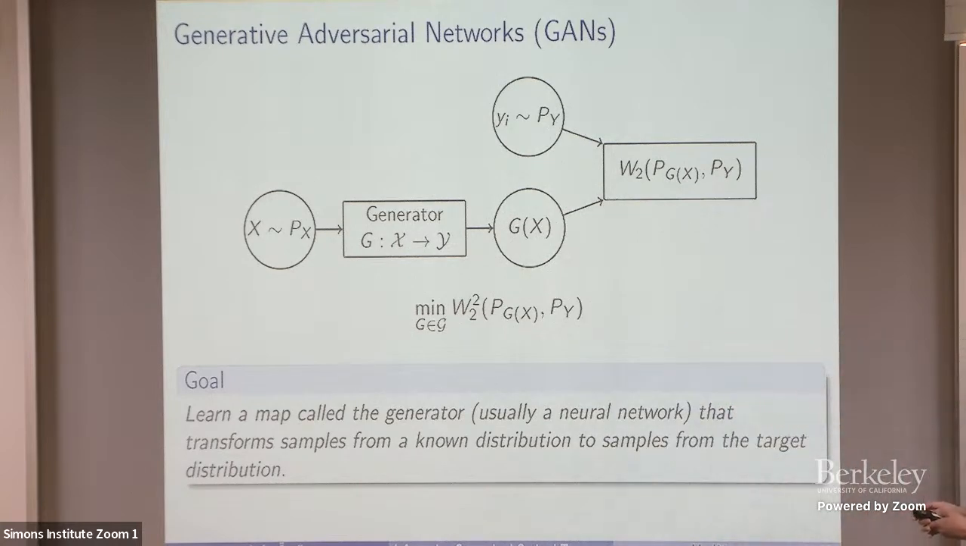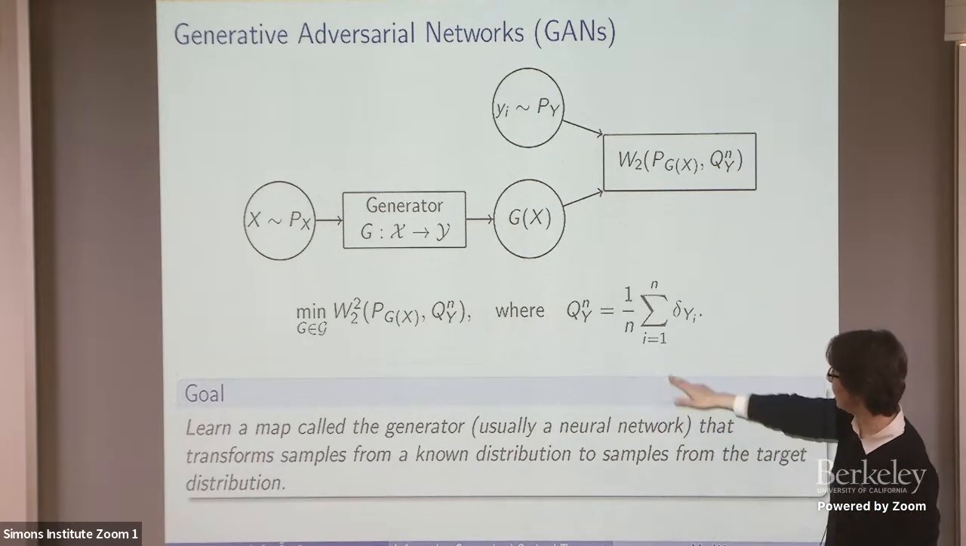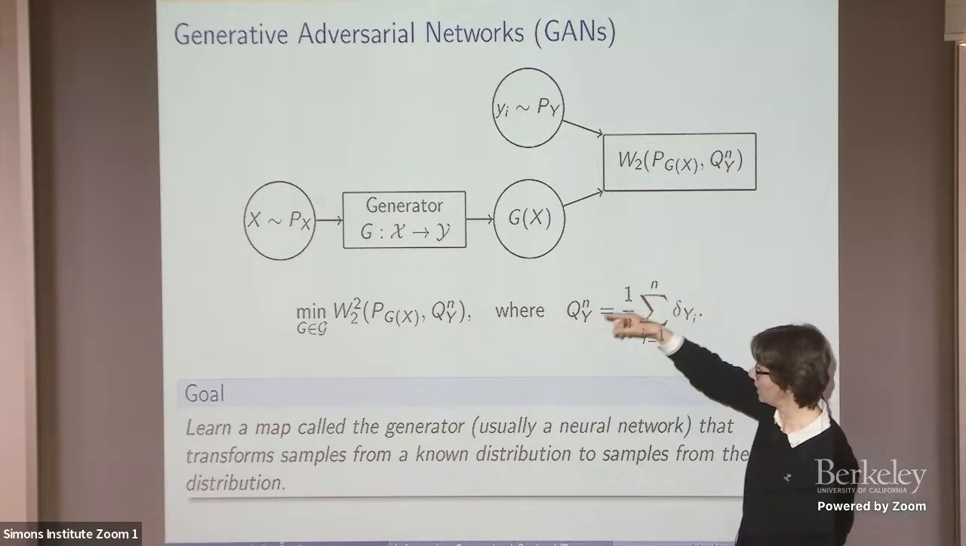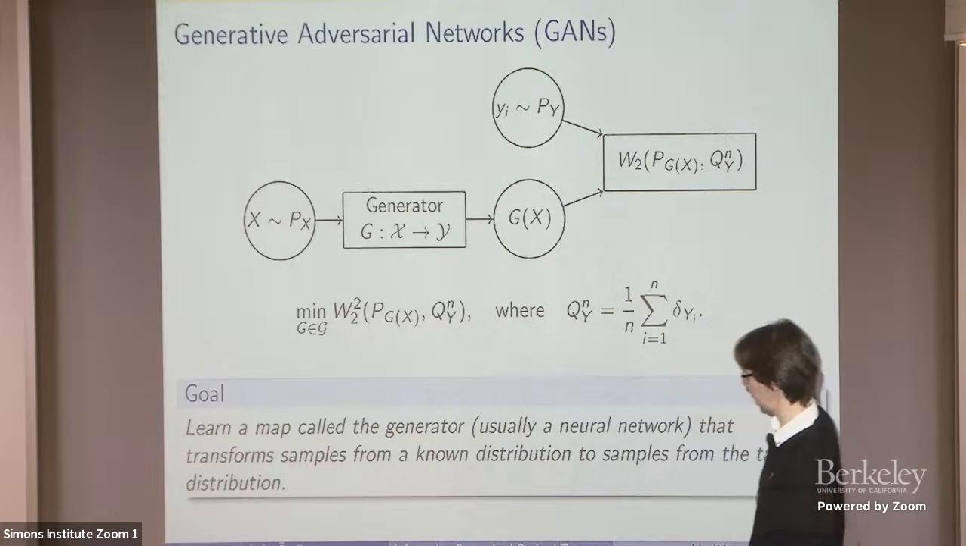But a lot of times you won't know what the target distribution is. You just have samples from that target distribution. So this target distribution here will have to be replaced by the empirical distribution of your n samples. So instead of solving the previous problem, you solve this one here with the empirical distribution.